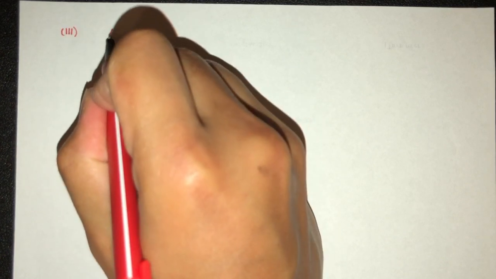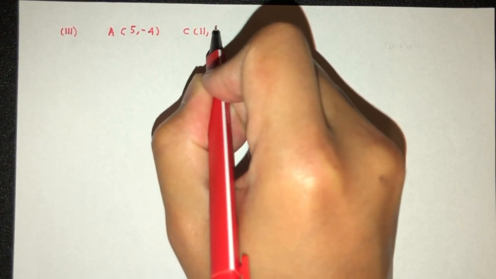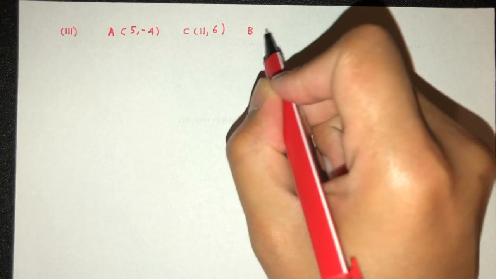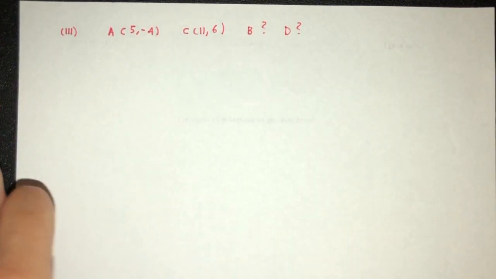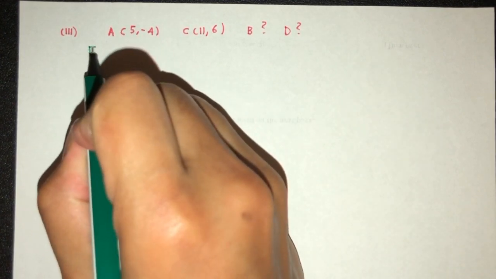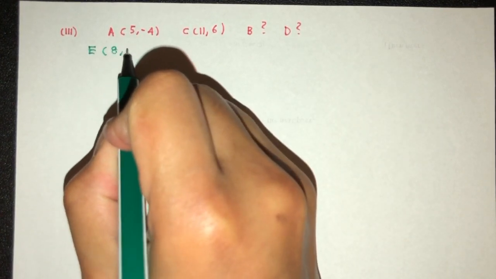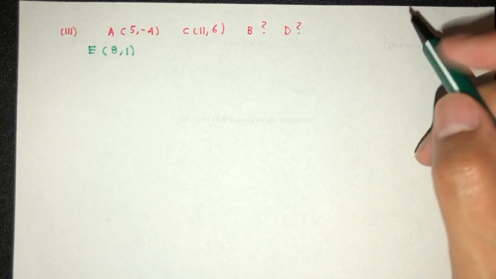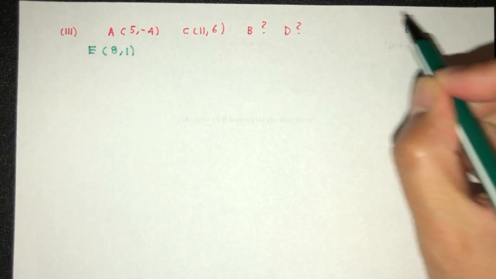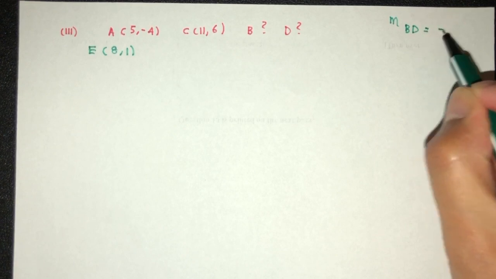So for example, for part 3, we know the point A is given to you as 5, minus 4. The point C is 11, 6. And point B, we don't know. And point D, we don't know, right? Now, we know the point E, which is the center, which is 8, 1. Obviously, there are many ways of doing this question. One of the ways is using the gradient that we found previously, which was the gradient of BD, found to be minus 3 over 5.